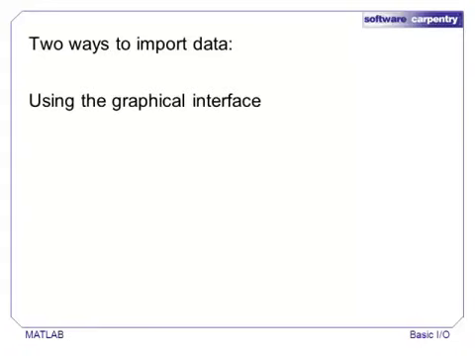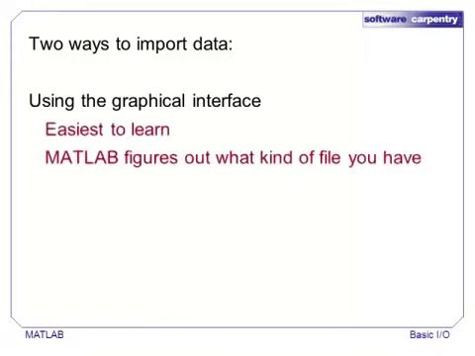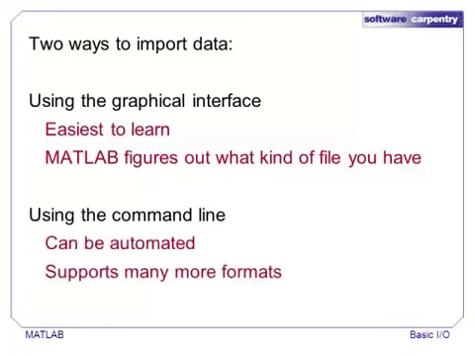Importing data can be done in one of two ways. The easiest is to use the graphical interface directly. The graphical interface is easiest for quickly loading a single file, but it isn't really feasible if you have to load a lot of files. The alternative is to call import functions directly. Command line functions can be automated in scripts and functions. Usually, MATLAB can figure out what to do with a file based on its format, but if it is unclear how to interpret your file, you can provide hints to the import functions when you use the command line.